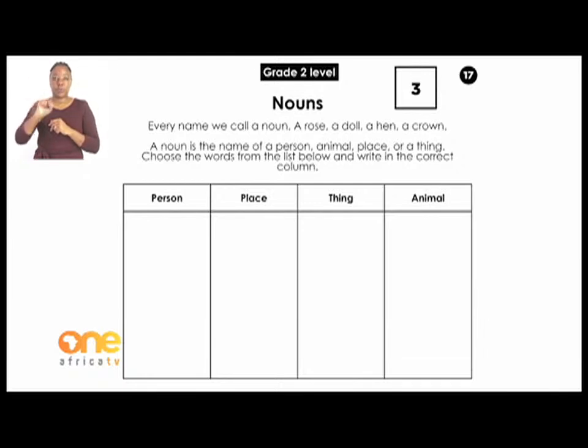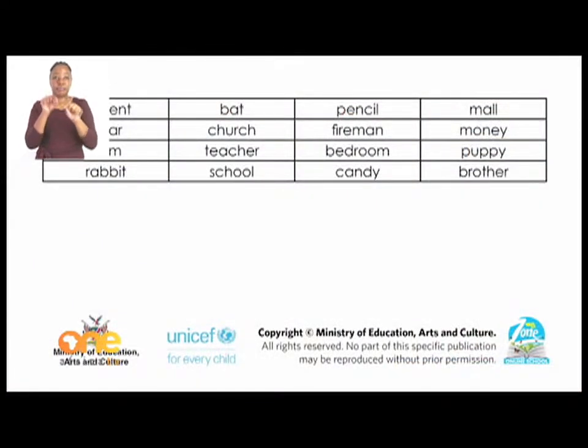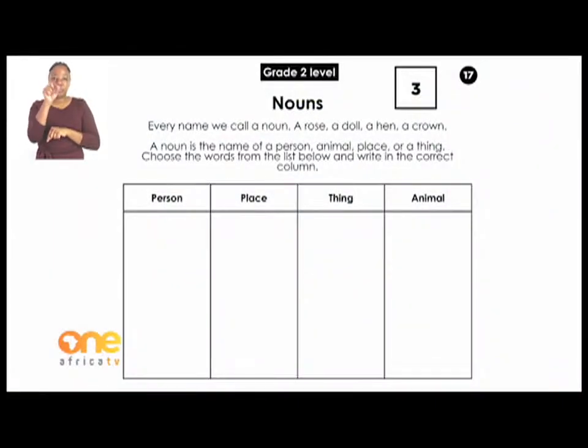Now, we know nouns from grade 1, but let us try and do them again. Every name we call a noun. A rose, a doll, a hen, a crown. A noun is the name of a person, animal, place, or a thing. Your job is going to be to choose the words from the list below and to write them in the correct column. The columns that we have there are person, place, thing, or animal.